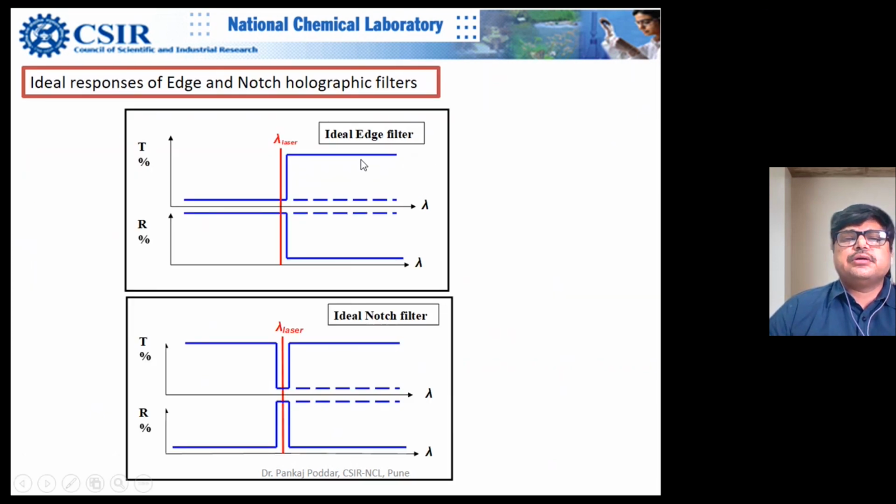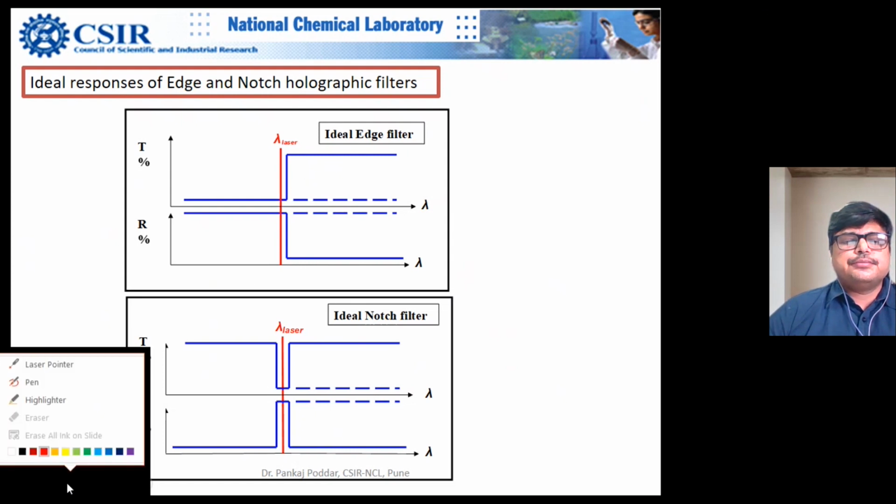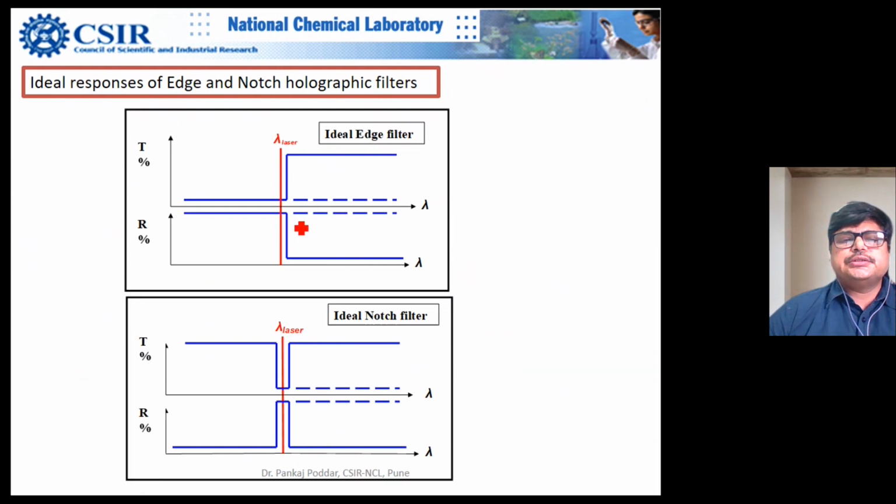For example, an ideal edge filter will be blocking the higher energies. Here it is blocking, the transmittance is 0, and this red one is your Rayleigh line, which is the same as your incoming laser. Then it allows the other part, but you can see that it is very close to your Rayleigh line. And in reality, this is not as sharp as 90 degrees. So in reality, the curve is like this.